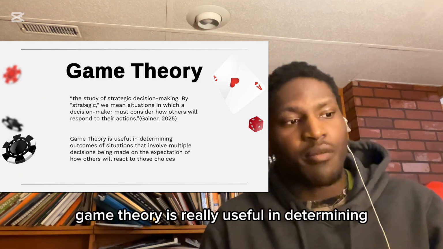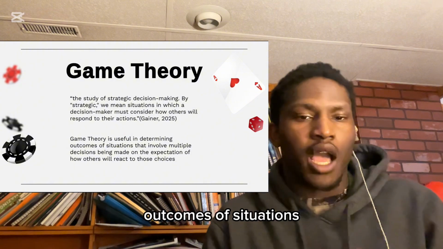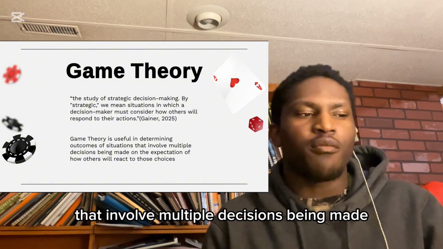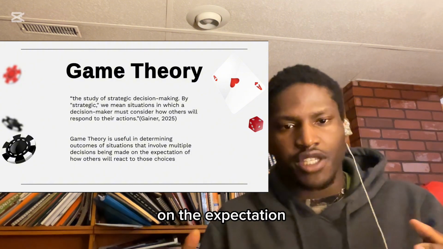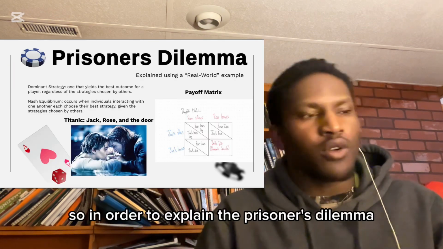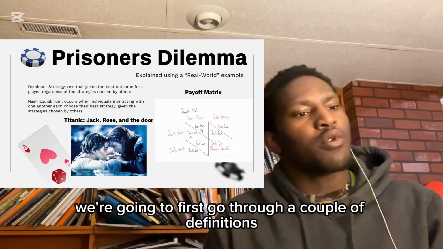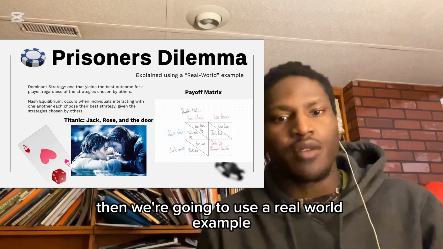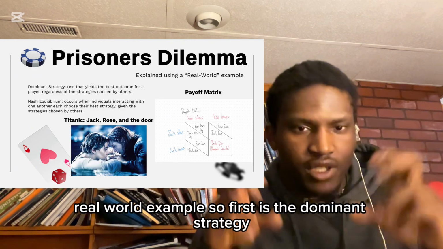So in short, game theory is really useful in determining outcomes of situations that involve multiple decisions being made on the expectation of how other people are going to react to the choices that you make. So in order to explain the prisoner's dilemma, we're going to first go through a couple of definitions, and then we're going to use a real-world example.